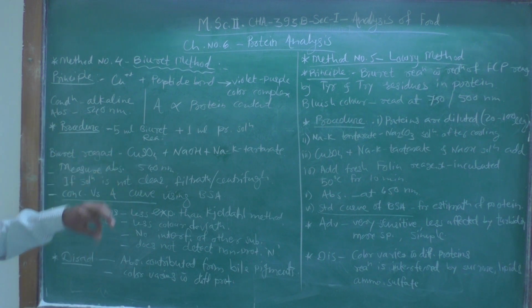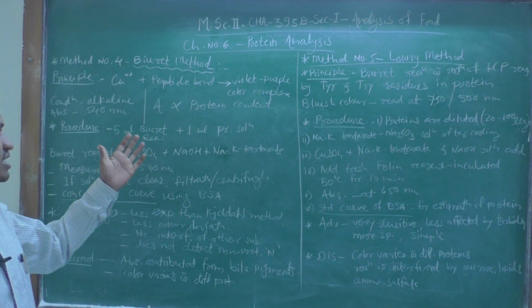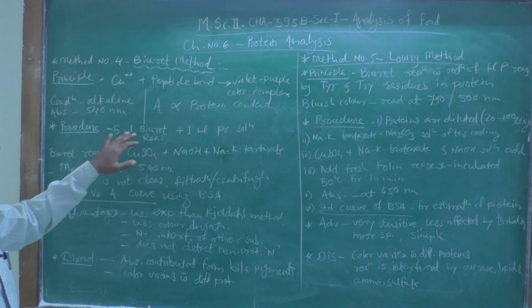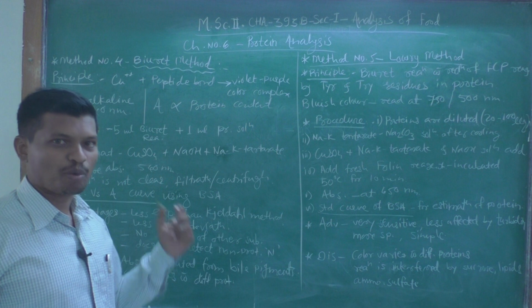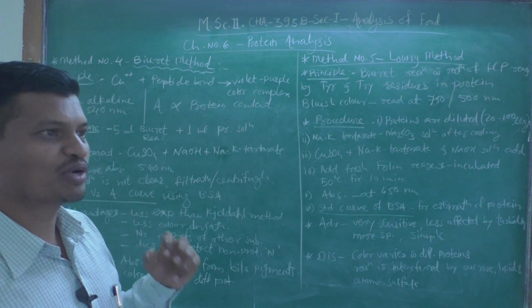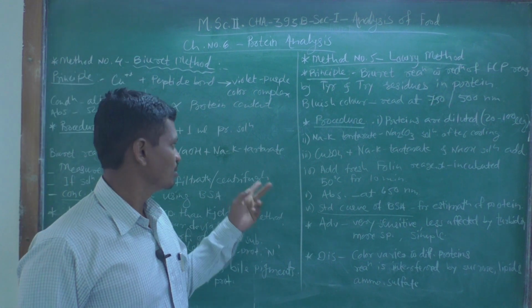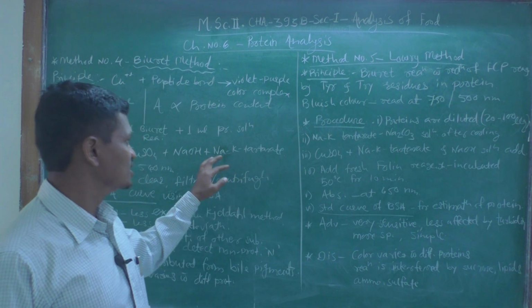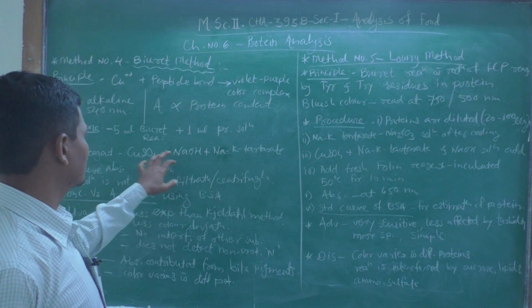Now, what is the procedure here? The procedure is again very simple. A 5 ml biuret reagent is used. So what is this biuret reagent? Biuret reagent is nothing but a combination of copper sulfate, sodium hydroxide, and sodium potassium tartarate. It is the sodium and potassium salt of tartaric acid, and this salt is used along with the copper sulfate.